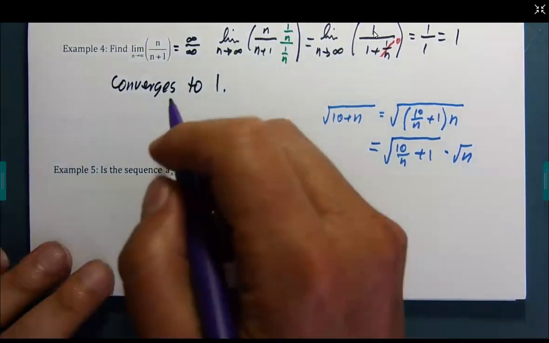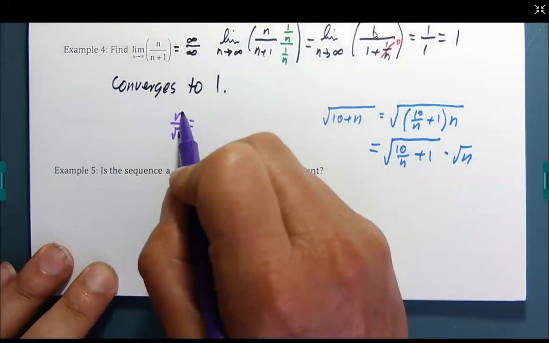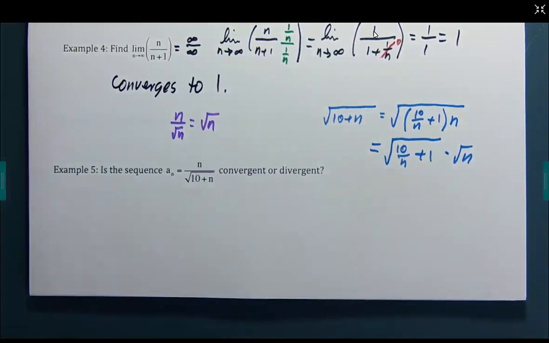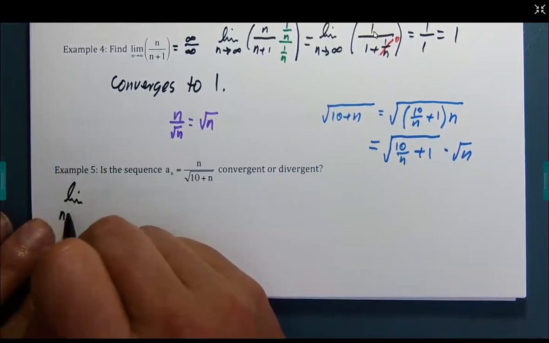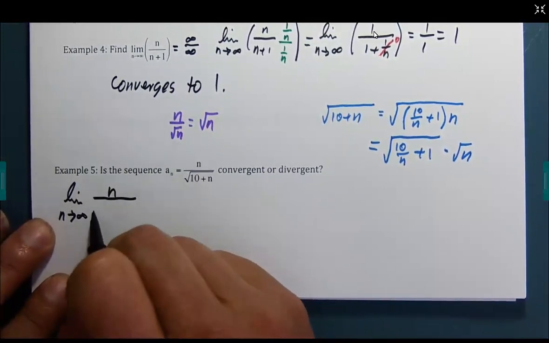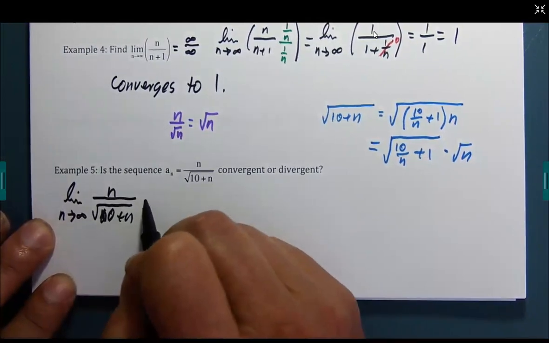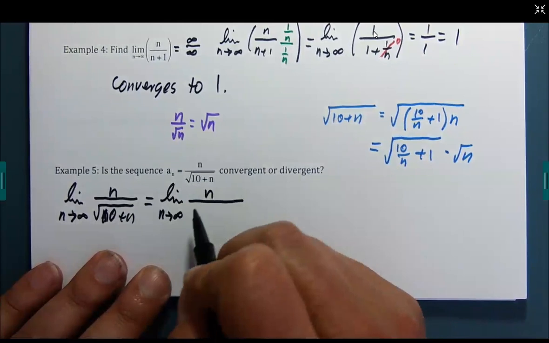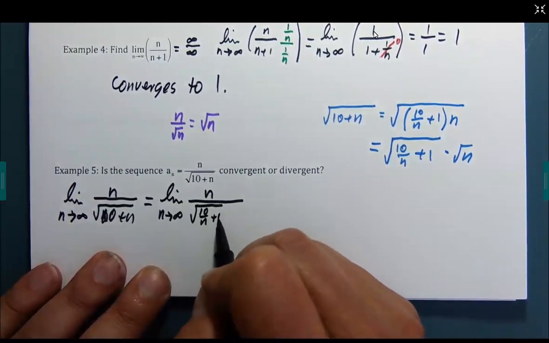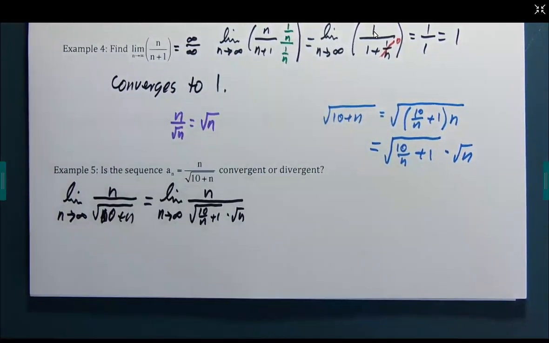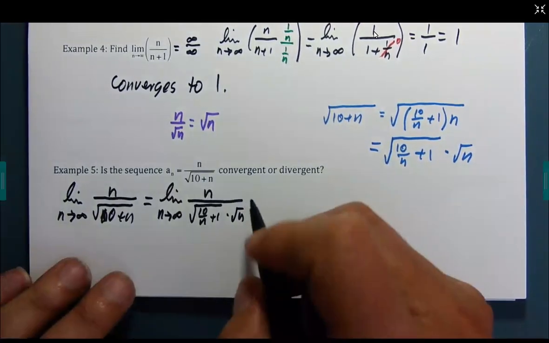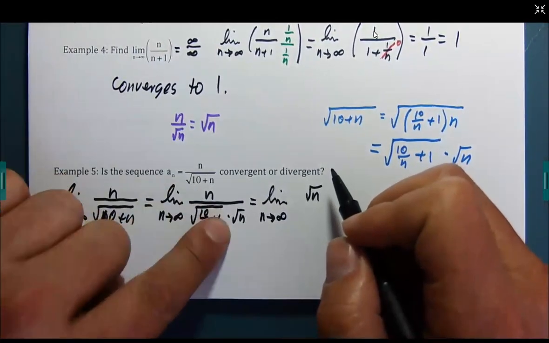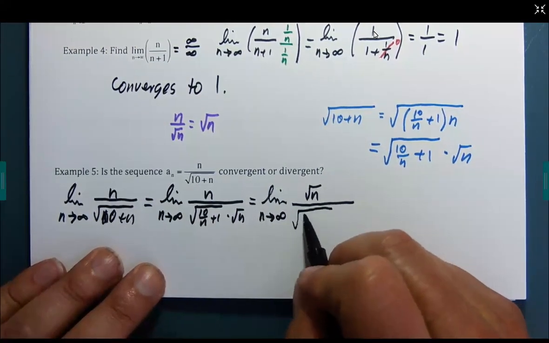One other quick fact we need to remember is that n divided by root n, remember you subtract the exponents, that's 1 minus 1 half. This becomes root n. So why am I doing that? Well, we're going to take the limit as n goes to infinity of n over square root of 10 plus n. And I'm going to rewrite it like I did here, like that, like I did over here. I'm now going to use this rule to reduce that. That's going to give me root n up top from here, n over root n, over square root of 10 over n plus 1.